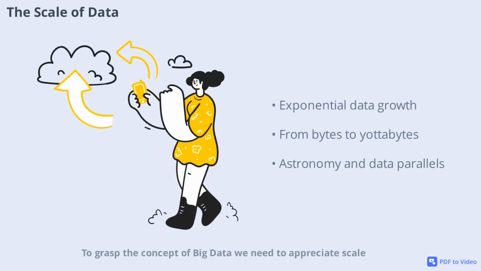To grasp the concept of big data, we need to appreciate scale. Just as astronomy forced us to think in terms of kilometers, gigameters, and even yottameters, the digital world has rapidly moved from bytes to terabytes, petabytes, and beyond. In a few decades, computers have gone from storing tiny amounts of data to managing volumes that rival the vastness of space. This exponential growth challenges us to rethink how we store, access, and make sense of information, drawing fascinating parallels between the universe and our digital landscape.